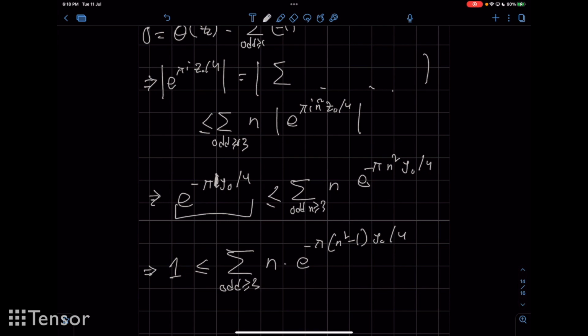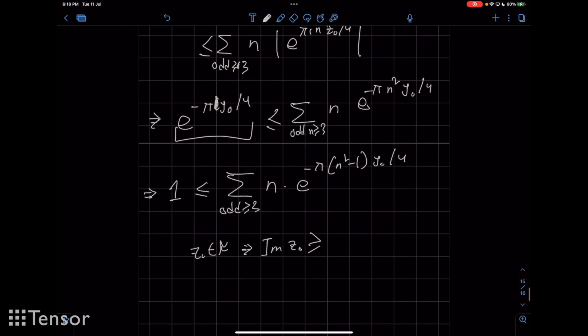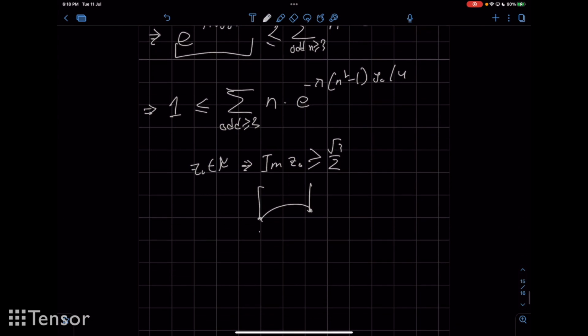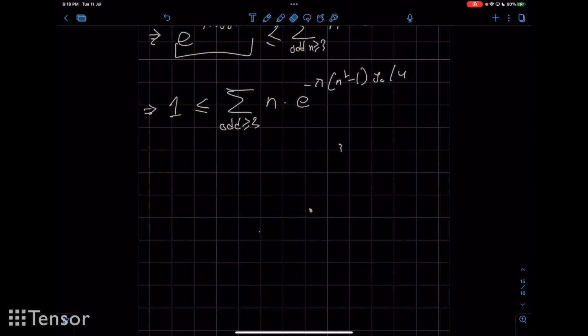And since z naught is in the upper half plane, we can get a bound for y naught. What is it? So the imaginary part of z naught is at least what? Okay, 0 is a trivial bound, but it's a bound nonetheless. But we need to get a better bound. Square root of 3 over 2, right? Because these two points have imaginary parts square root of 3 over 2. So we get the sum over odd n greater than or equal to 3 of n e to the minus pi (n squared minus 1) square root of 3 over 8.